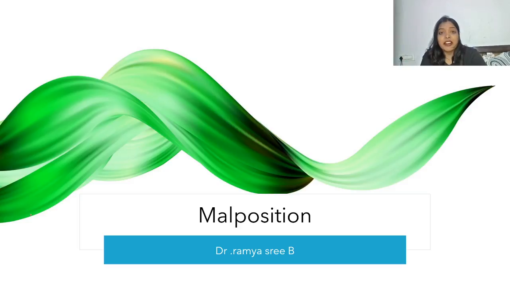So first and foremost, I asked you what is the malposition. The presenting part is vertex. The most common positions are LOT and LOA, whereas whenever the fetal head is faced posterior, then we call it a malposition.